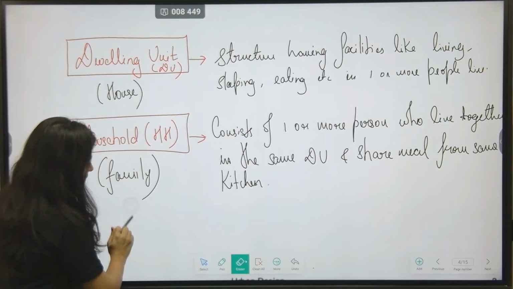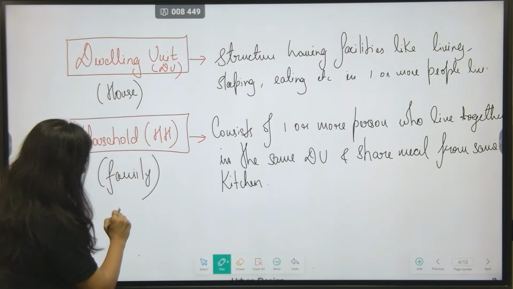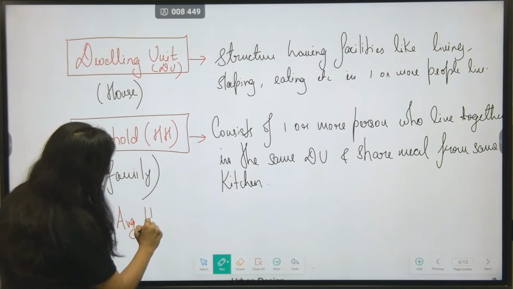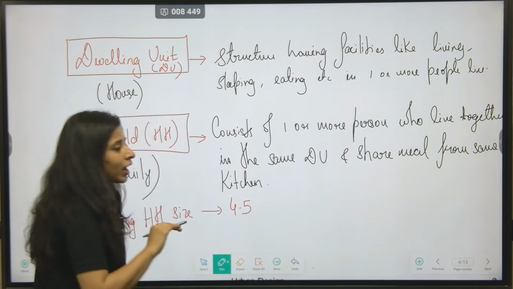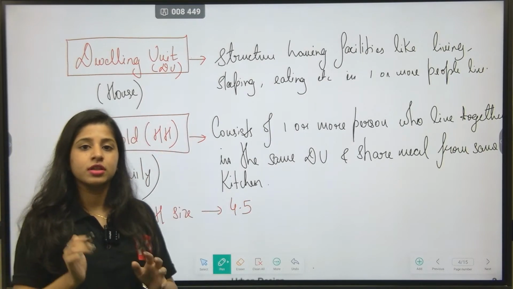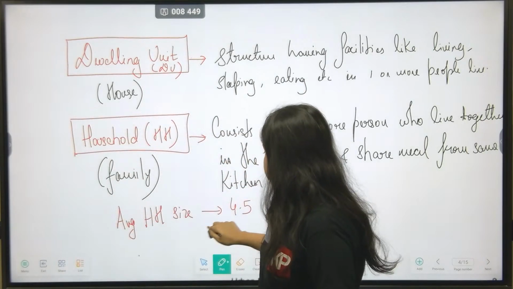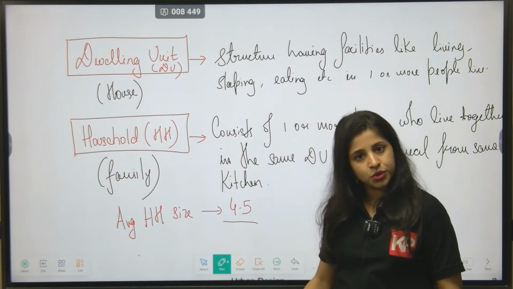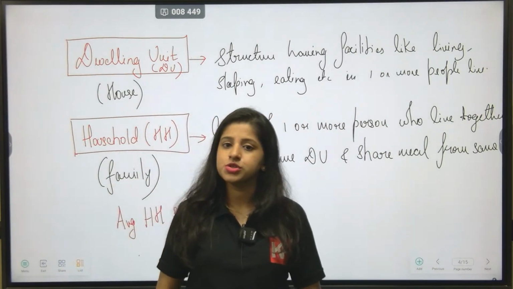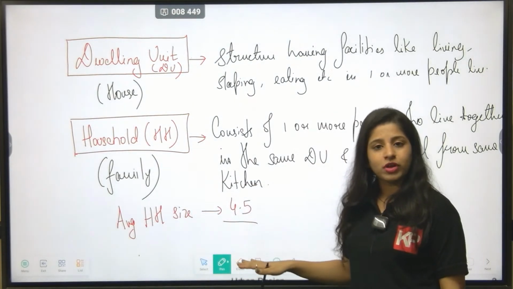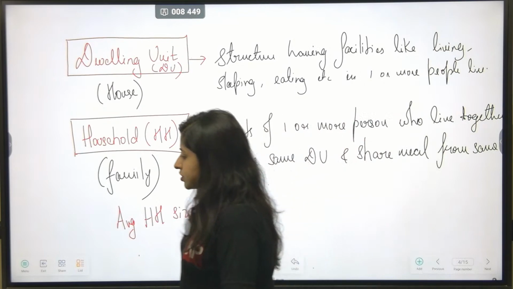We consider the average household size in India for any kind of calculation. The average household size which is taken is 4.5. So unless and until it is mentioned in the question that the household size is 5 or 6 or 7 or 8, you will consider 4.5 as the average household size. Sometimes they do not give the household size in the question, so you are going to assume it to be 4.5. If it is given, then you will take the number which is given in the question. I hope this is clear to you.